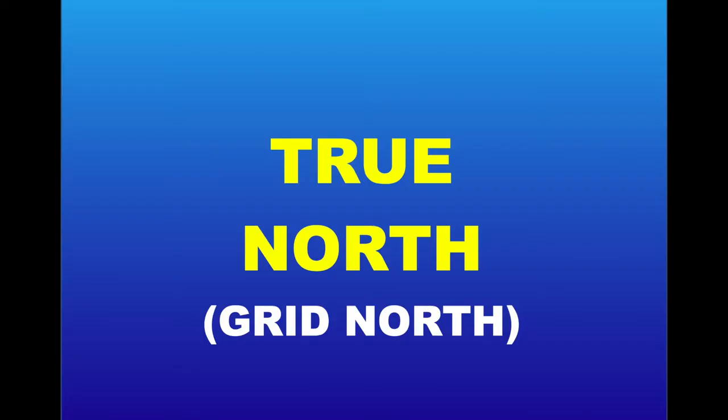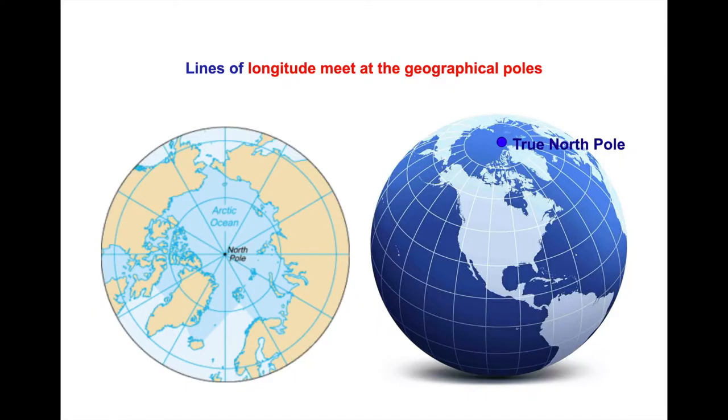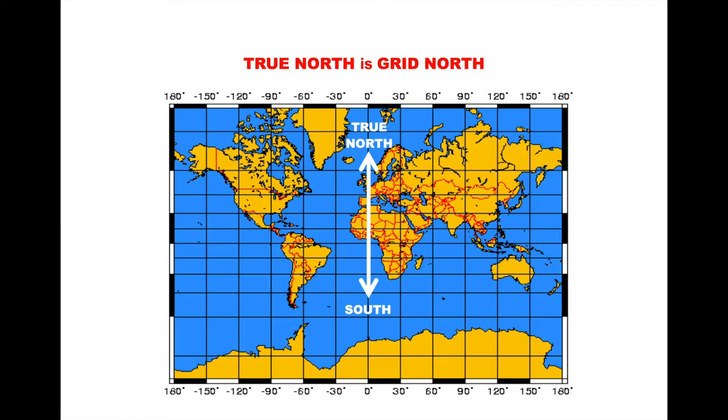True north. The lines of longitude, as we've seen from our other videos, meet at the geographical poles. So the North Pole and the South Pole, the lines of longitude will meet there. And when we lay this out on a chart, the true north and the grid north are the same. So when we look at our chart, the vertical lines on the chart going north will lead to true north, going south will lead to true south.